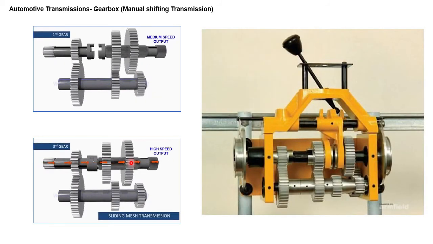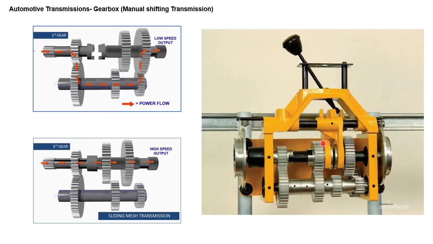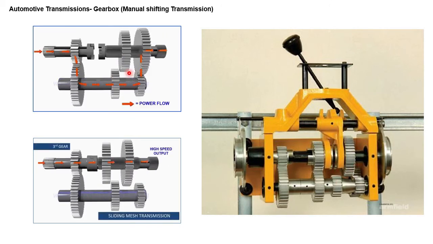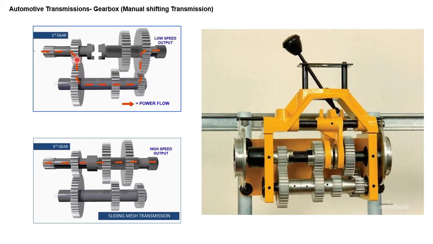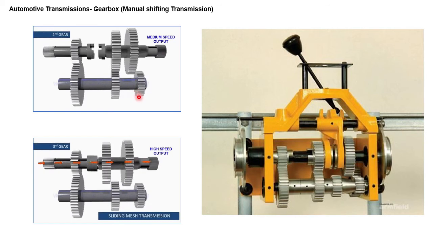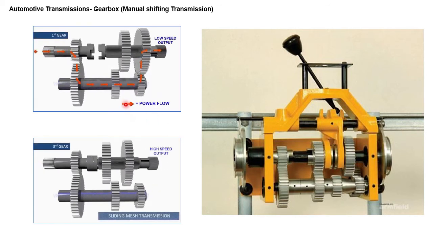The sliding mesh gearbox looks like this. This is the lever, this is the force which is used to shift the gears. The clutch has to be pressed and the drive has to be disconnected here, and the required gear is to be shifted. This is actually a very old type of gearbox. This has a lot of constraints, the sliding mesh gearbox.